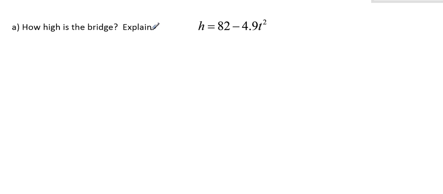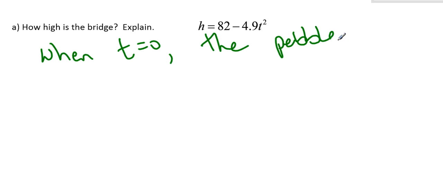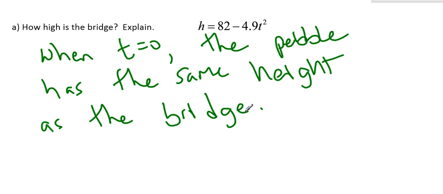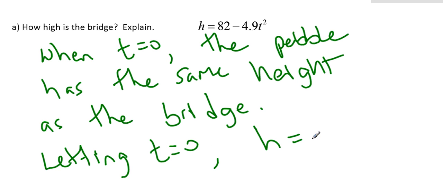How high is the bridge? Explain. Well, we just talked about that. We know that when t equals 0, the pebble has the same height as the bridge. So if you let t equal 0, we get an answer of height equals 82, and therefore the bridge height is 82 meters. Good. So let's look at the next question.